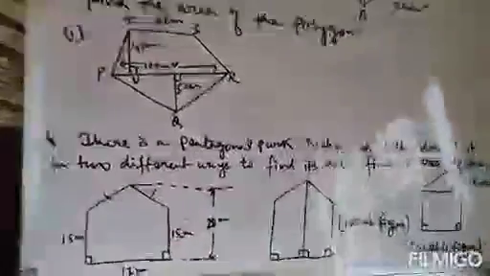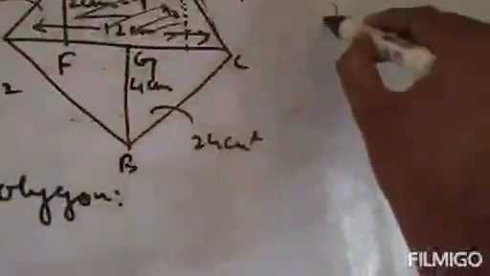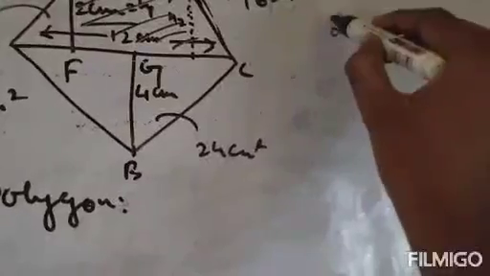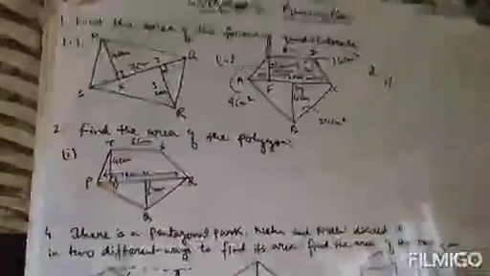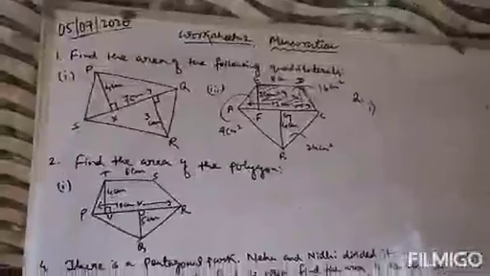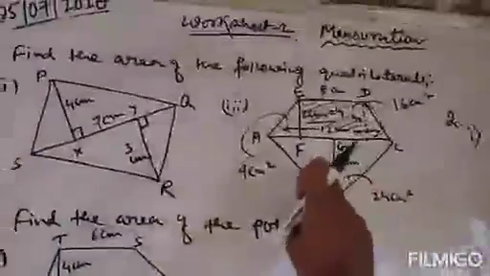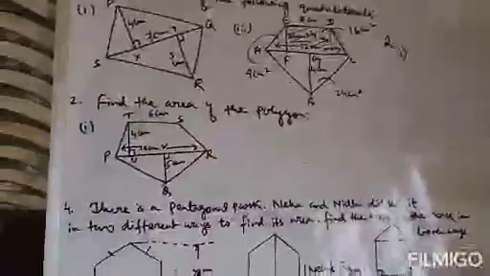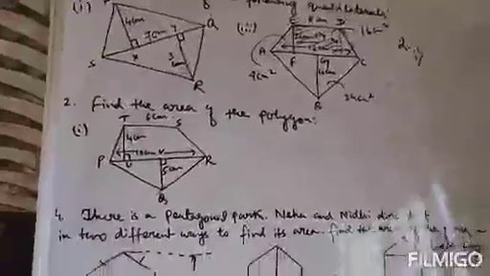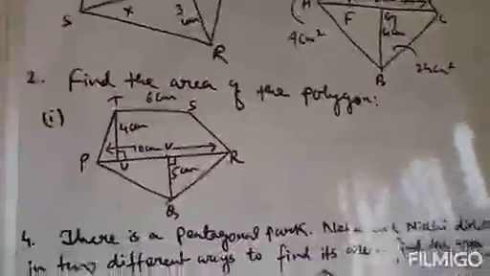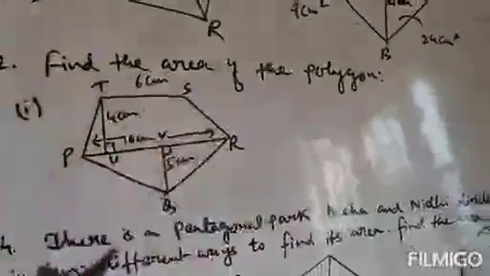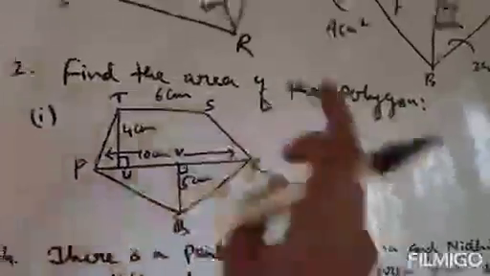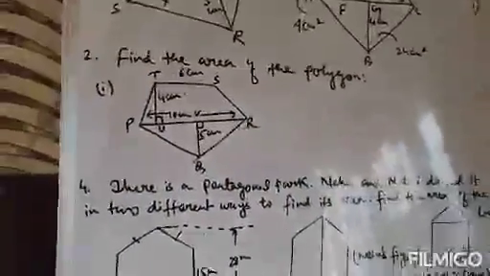Next question, question number 2, part 1. The diagram is a little bit the same as the diagram of part 3 of question number 1. The diagram is more or less the same. Find out the area of the polygon. Now this is also a pentagon: 1 2 3 4 5, the number of sides is 5, so this is also a pentagon.